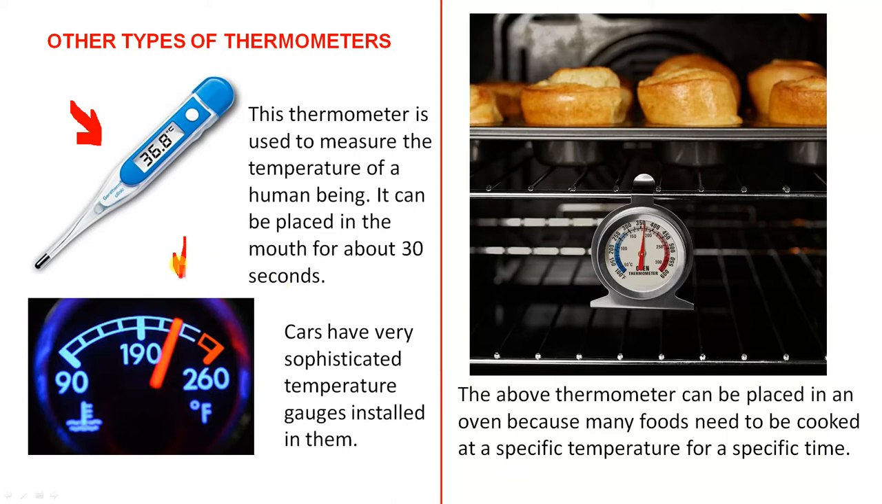Now the next one is this one. Cars have very sophisticated temperature gauges installed in them. They must be sophisticated because we have to keep an accurate measure of the temperature in the car, because we don't want it to overheat, because it could ruin the engine or the motor. So very, very important to have a very good gauge inside the car to keep a good record of the temperature at all times. The above thermometer can be placed in an oven because many foods need to be cooked at a specific temperature for a specific time.